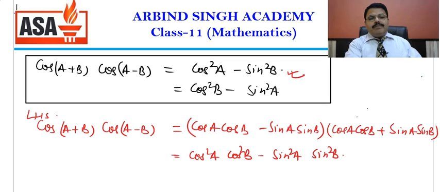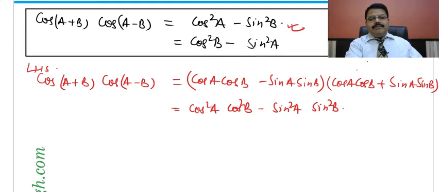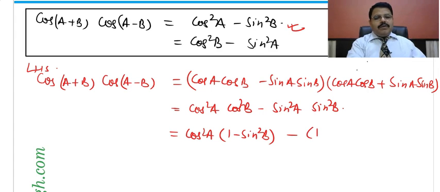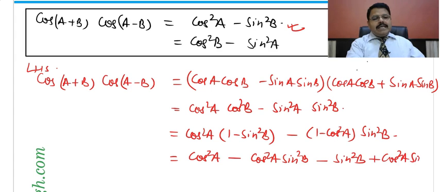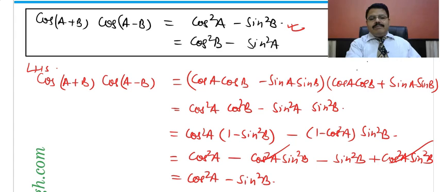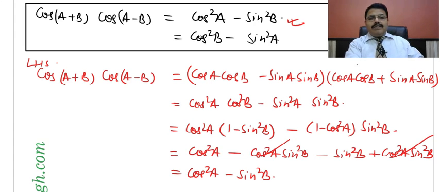Now, if I want to prove this one, cos A, then cos B is not required and sin A is not required. We can write cos B is not required, so you may write cos square A (1 minus sin square B). And if you want sin square B, you don't want cos square A sin square B. So that will come up cos square A minus cos square A sin square B minus sin square B and minus minus plus cos square A sin square B. This one and this one will cancel out. And what is left? Cos square A minus sin square B. So this is the one form which we want to prove.